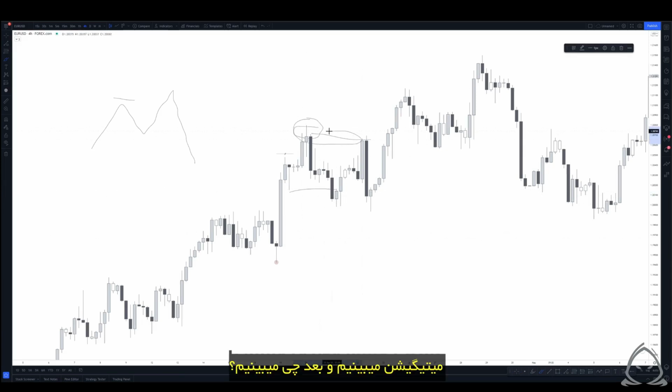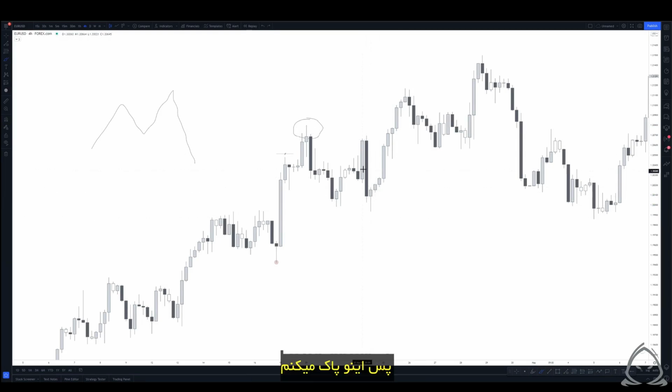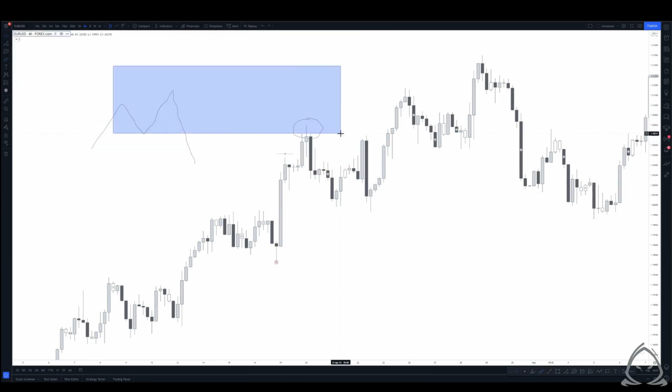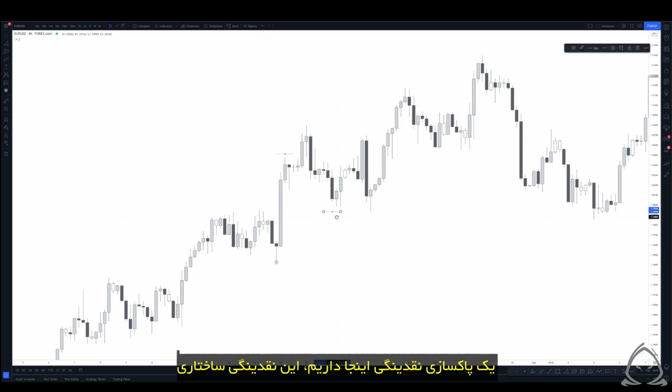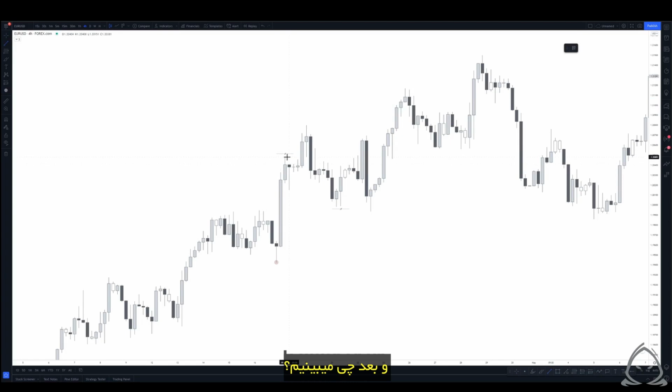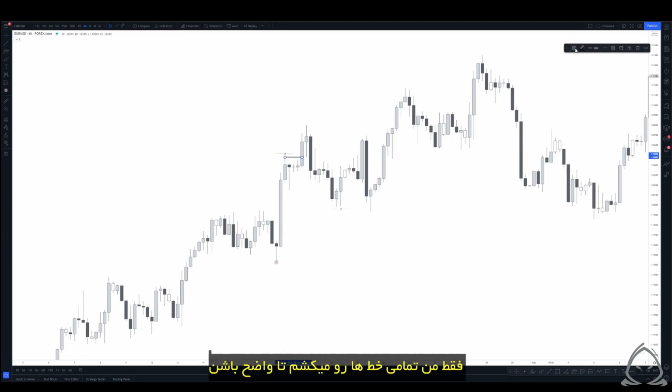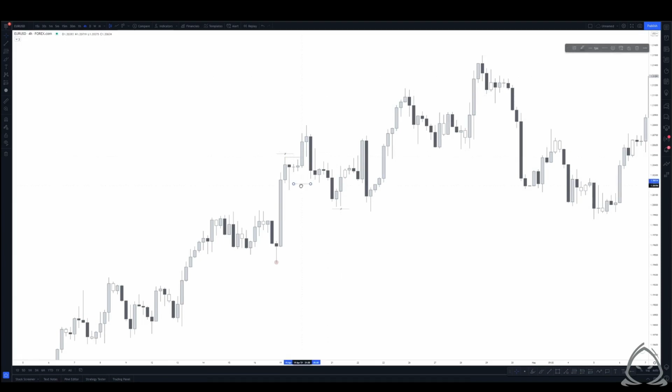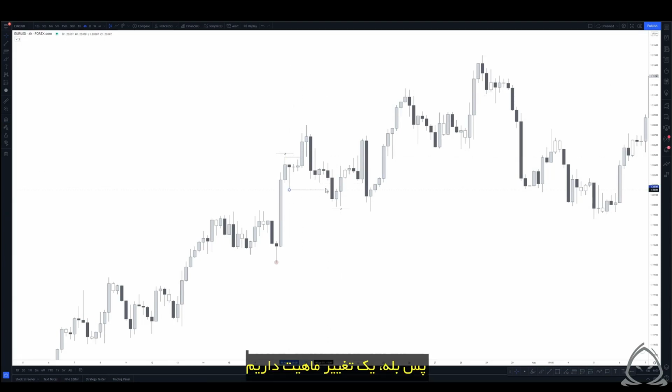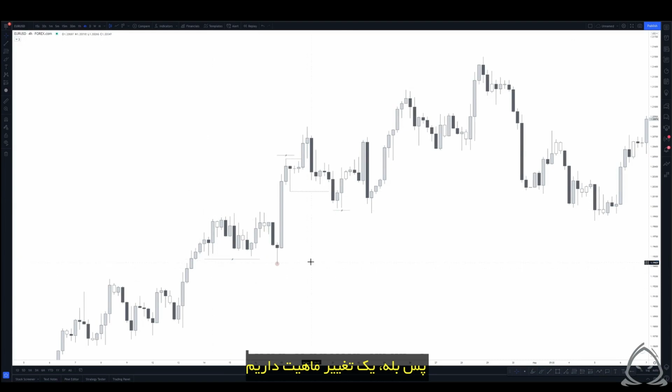We're starting to see a mitigation. But then what do we see? We just see a sweep of liquidity. So we'll just take this off. We see a sweep of liquidity right here, this structural liquidity, and then what do we end up seeing? I'm going to draw on all of the lines just so that it's super clear. So yes, we do get a change of character. Put that one up as well.